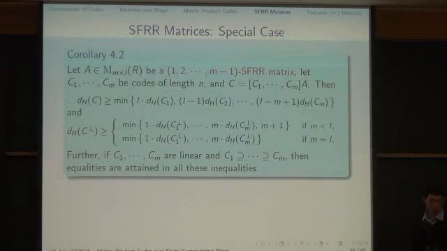So from this result, we can get the following corollary. If A is 1, 2, up to M minus 1 strongly full rank matrices, in other words, A is nonsingular by column, and C1, up to Cm are codes over R, then for this matrix product code, we get the following bounds. This is for the code C, and this is for the dual code. And if C1, up to Cm are linear, and this condition is satisfied, then equality is attained in all these inequalities.